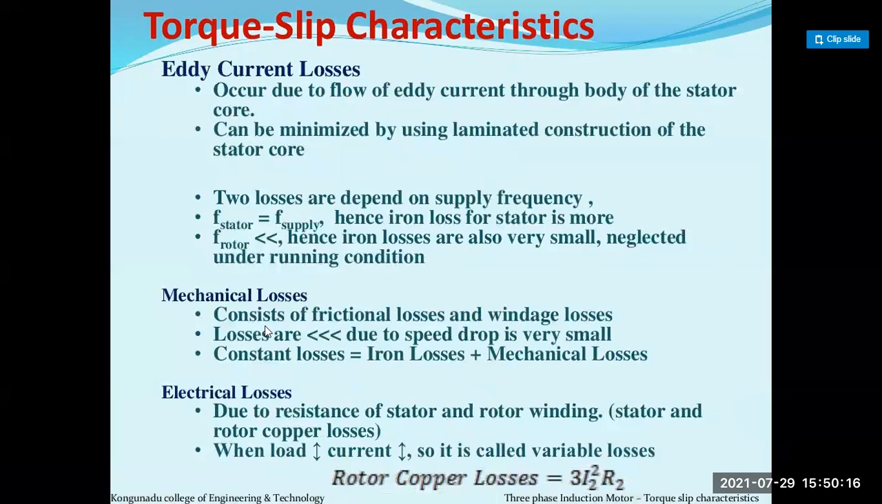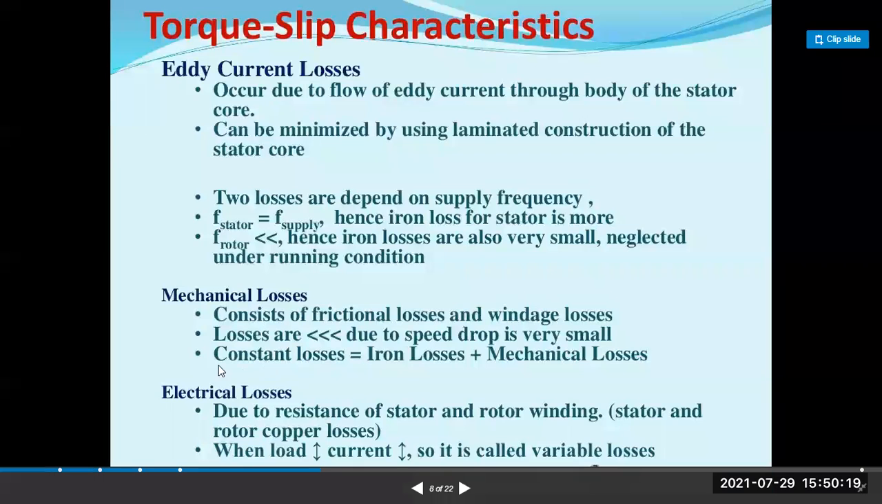And the third one is your electrical loss. Electrical losses mainly include your ohmic loss, or you can say copper loss, that occurs in the stator part as well as the rotor part. Ohmic loss depends upon the value of the current that will flow in the stator as well as the rotor part. Because in both stator and rotor part, we are using wire, and wire will always have some resistance. And if there is a resistance, there will be ohmic loss present there. So electrical loss will be different for stator loss as well as your rotor loss.